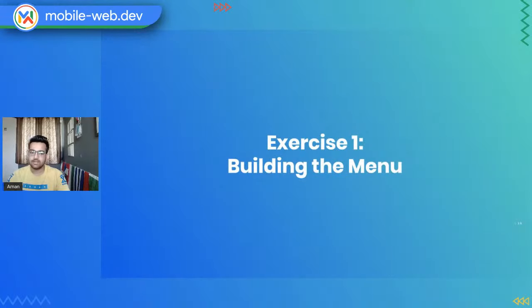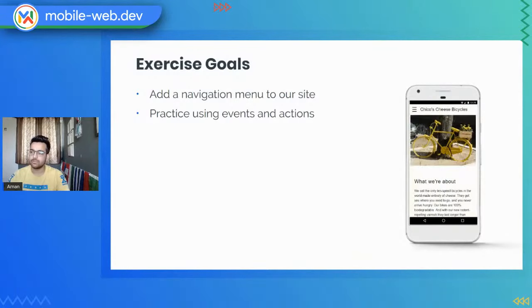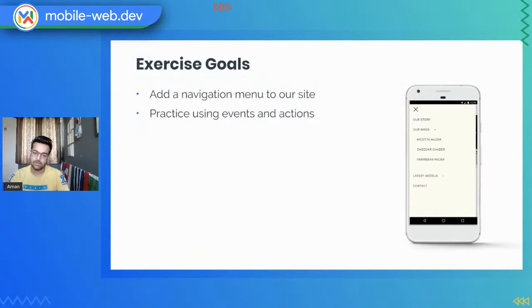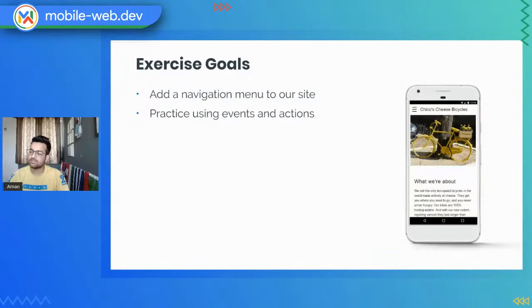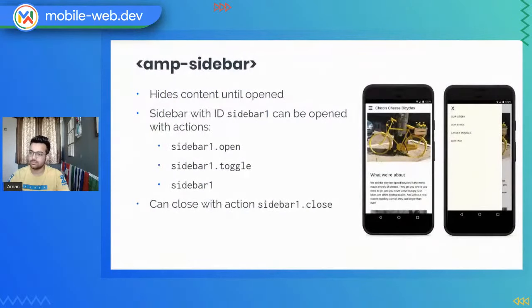So let's start with our exercise one, that is building a menu, and this will help you understand how to run an interaction, how to run an action, and this will actually lead you to a better development of your apps. So we'll be building a navigation menu, and we'll be using events and actions that we just studied in order to create this beautiful looking Chico's cheese bicycles sidebar, which has an accordion based collapsible menu inside the collapsible menu. Cool thing. So we'll be creating this thing.